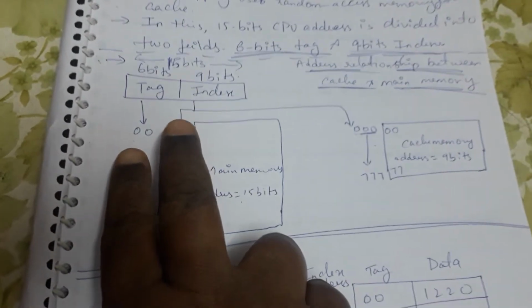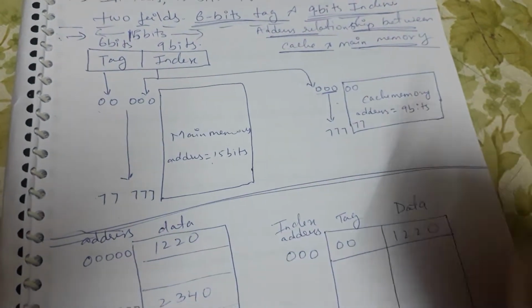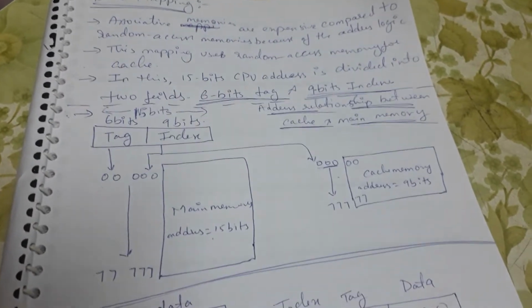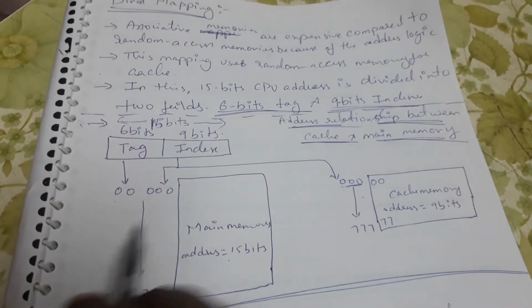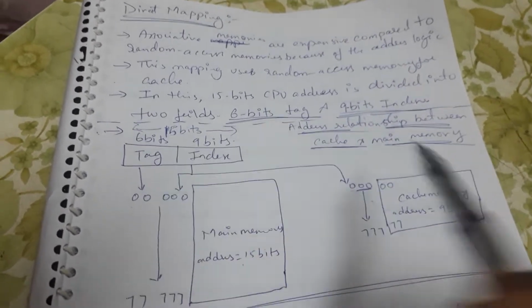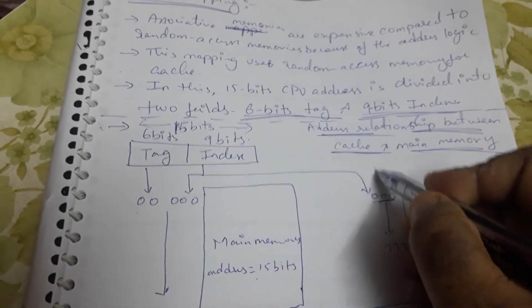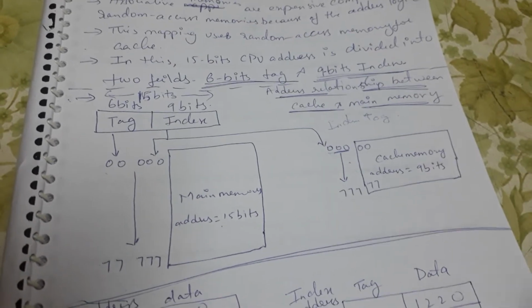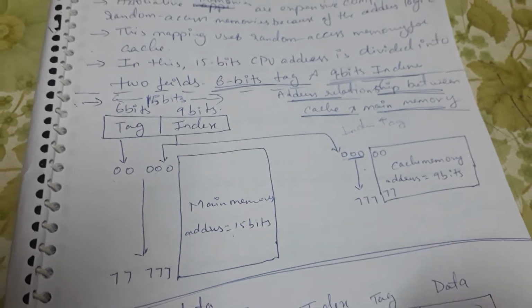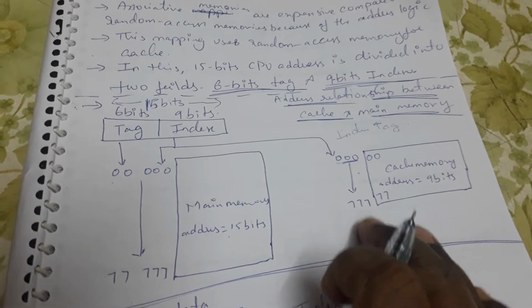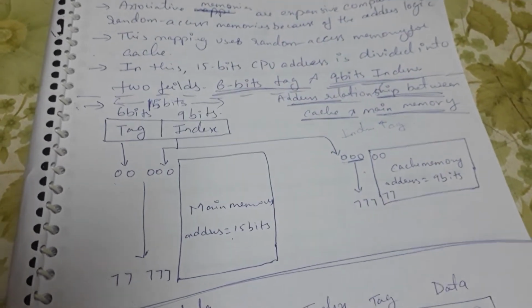It is nothing but the address, whatever is there, just being reversed here and placed in the cache memory. That is the only difference in direct mapping. In other terms, the address in the main memory is saved as tag index, whereas in cache memory it is saved as index tag. It is just the reverse of it that we place in the cache memory. This is how the cache memory differs from the main memory.